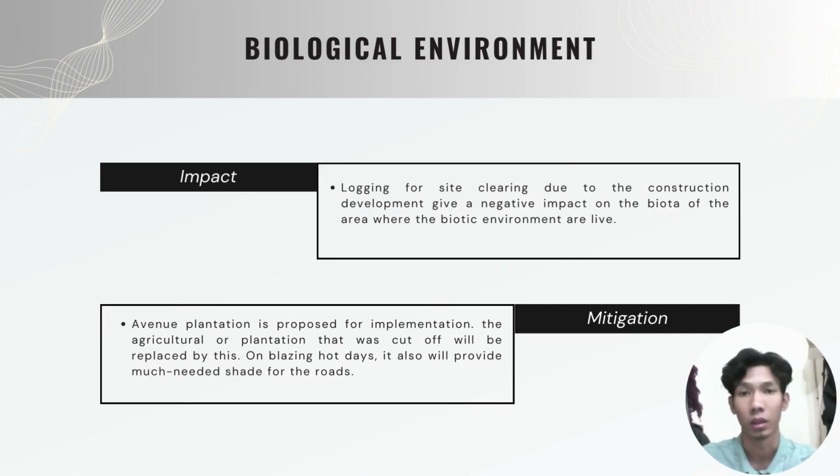And after that is the biological environment. So the impact on the biological environment is that logging for site clearing due to the construction development gives a negative impact on the biota of the area where the biotic environments live. So the mitigation of that is that avenue plantation is proposed for implementation. The agriculture or plantation that was cut off will be replaced by this. On blazing hot days, it will also provide much needed shade for the roads.